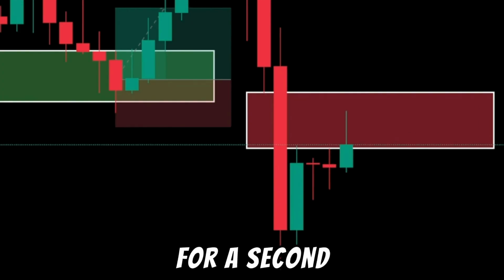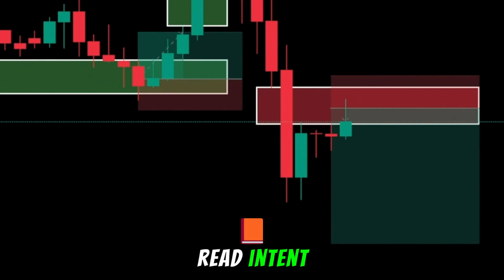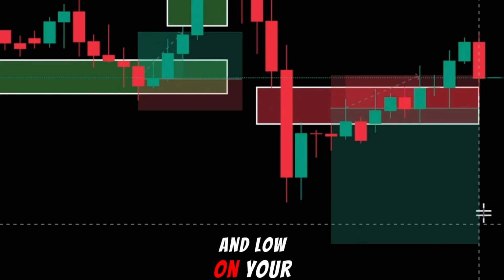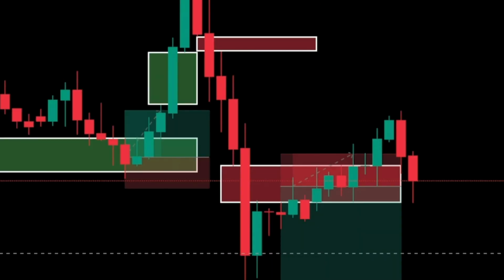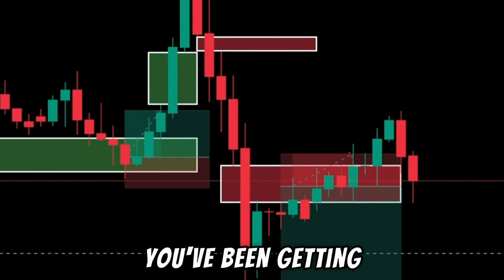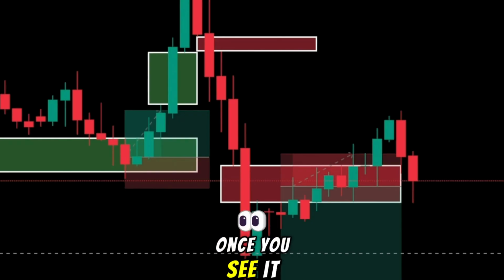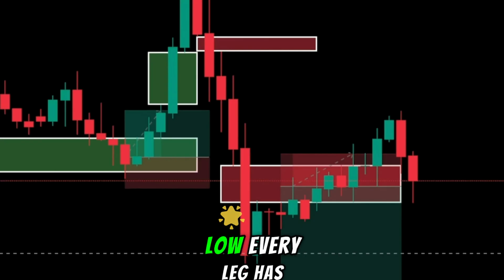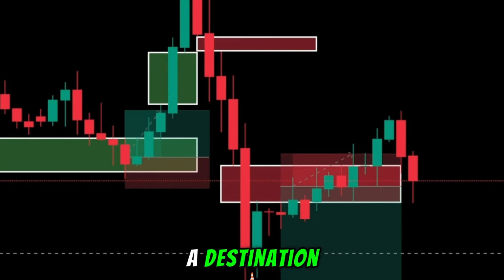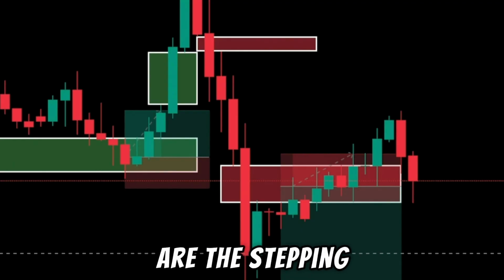Sit with that for a second, because it means you can read intent at every single high and low on your chart with one question: did it displace or did it drift? That question alone will keep you out of most of the fake breakouts you've been getting caught in. And notice the pattern the chart falls into. Once you see it, price runs from a high into a gap, down to a low, leaves a gap, runs back up, high to gap, gap to low. Every leg has a destination, and the gaps are the stepping stones.